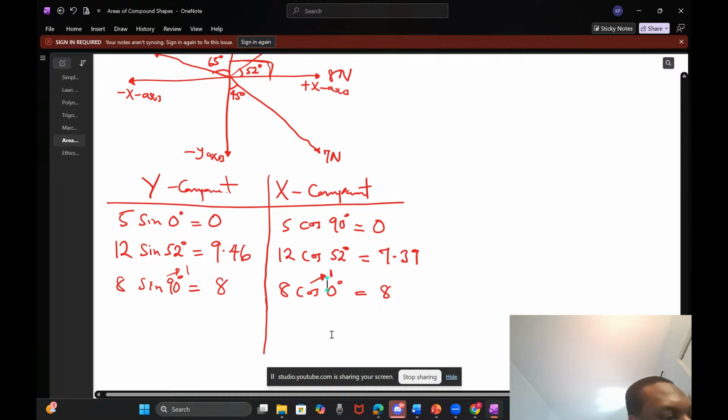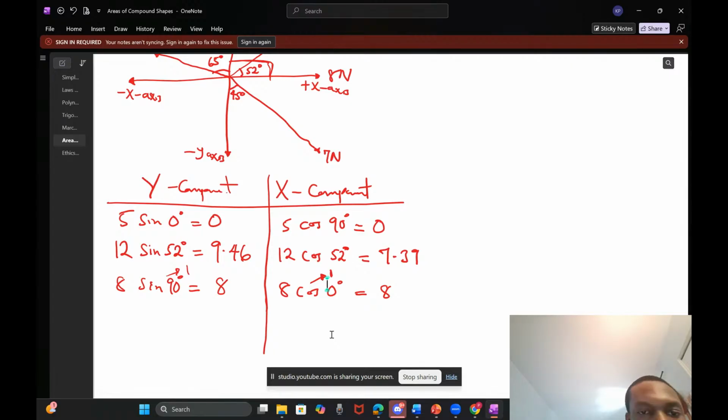Okay. So another one is 7. So this is facing the negative y-axis. So this will be negative 7 sine 45. So negative 7 sine 45 will give us minus 4.95.